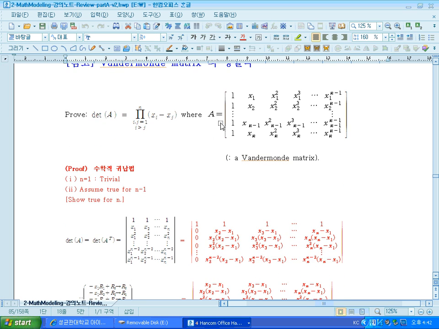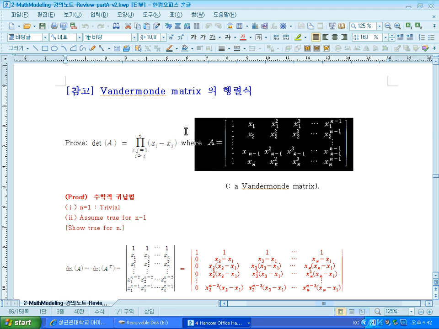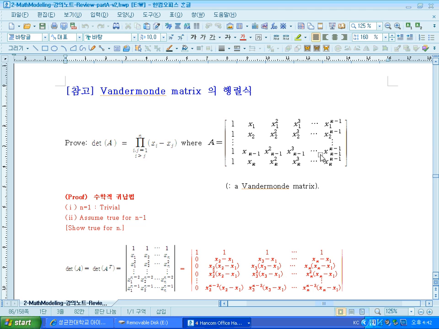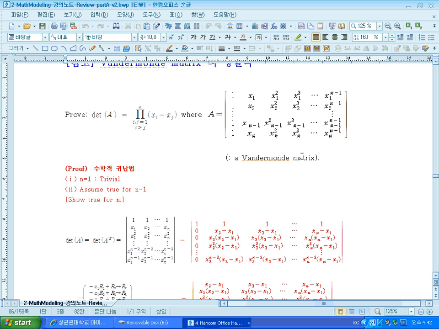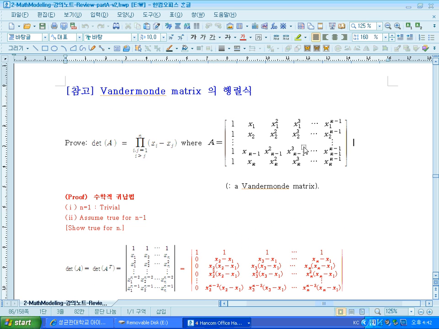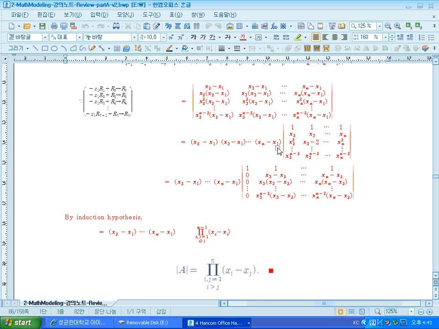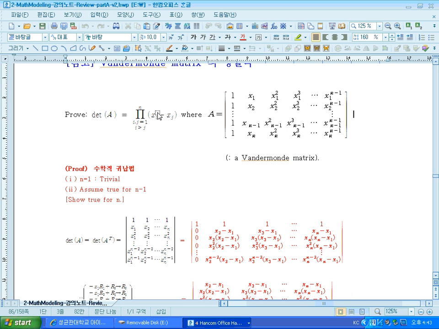If you generalize it, then we see this matrix, and this is its determinant. This is the general size of the Vandermonde matrix. The determinant of this matrix looks like this. This is what we're supposed to prove.